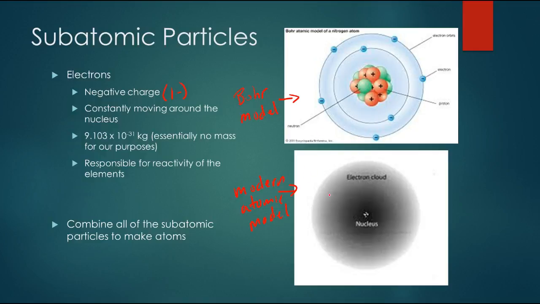Whereas in our modern atomic model, we've got what we call the electron cloud. And basically, electrons are just somewhere in this cloud. And the darker the cloud is, the higher the probability of finding an electron is. Usually it's darker closer to the nucleus because they're attracted to the positive pull of the nucleus. And as you get further away, it's harder and harder to find an electron because it's harder to escape that positive pull.